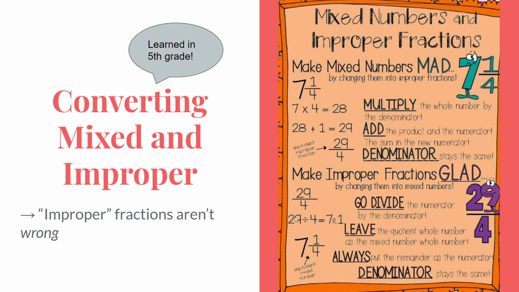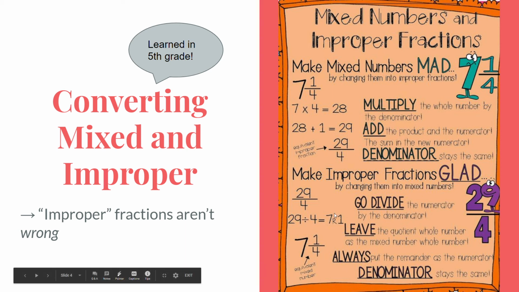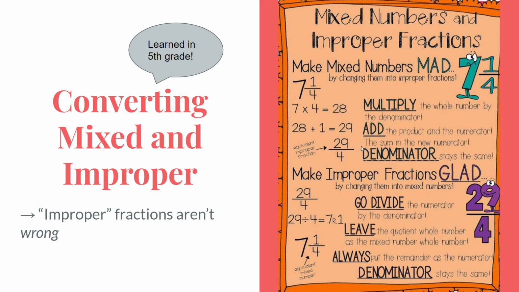The D on both of them stands for denominator stays the same. The kids always want the D to stand for done, but they're not done. They need to make the denominator the same because 29 is definitely not the same as 7 1/4.